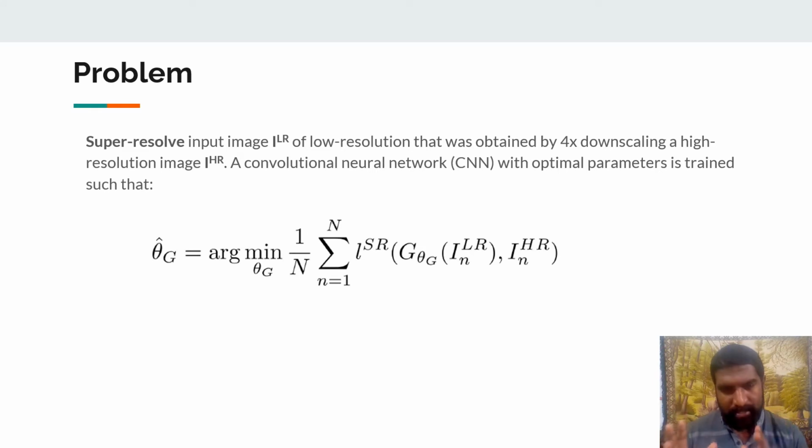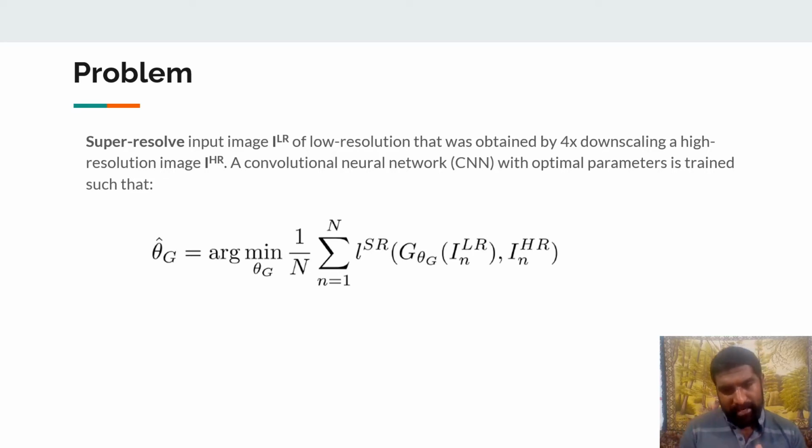Let's also clarify the problem statement at hand. What we basically need to do is, given a low resolution image, obtain the high resolution image corresponding to that. In mathematical terms, what we need is a generative function G, as you can see in the equation, which will return the high resolution image given the low resolution image.